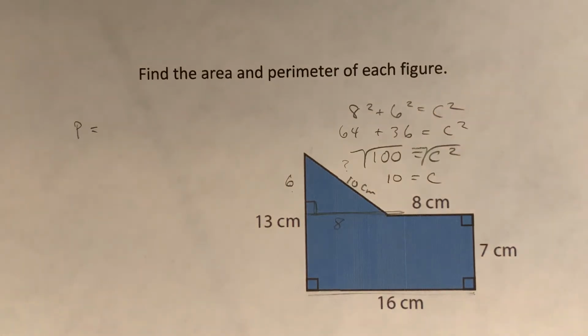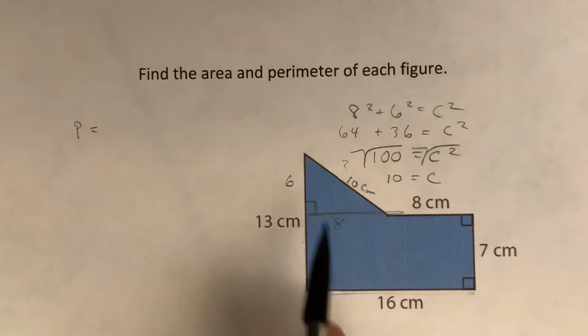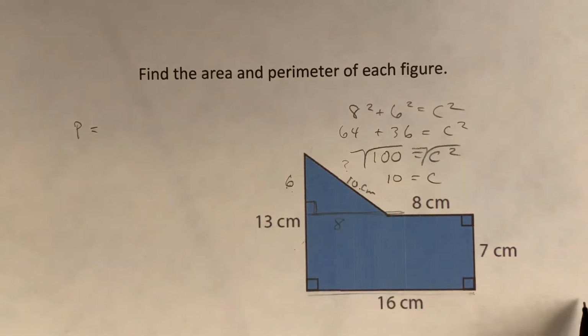Some of you may have caught on early, the ones that I've taught in class about this already, that this really is a 3, 4, 5 right triangle. It's just multiplied by 2. 3 times 2, 4 times 2, 5 times 2. Hopefully some of you caught that early on.